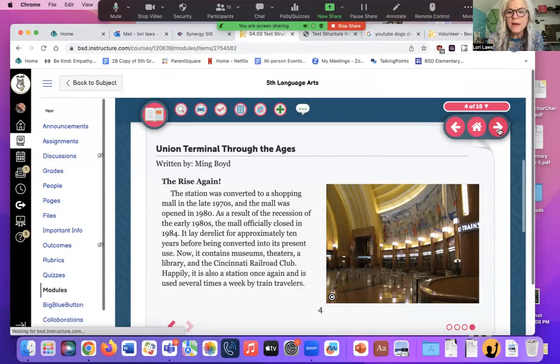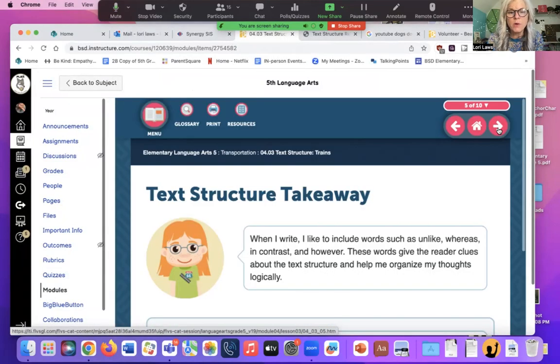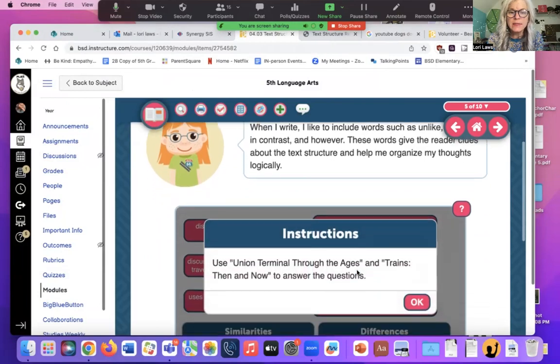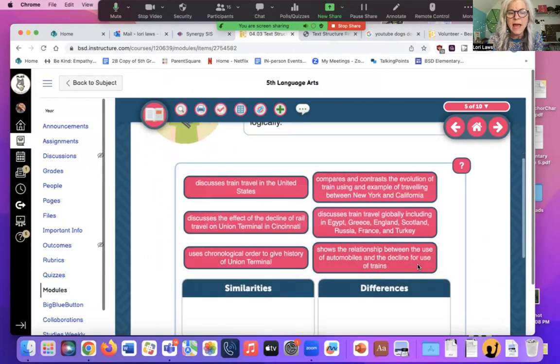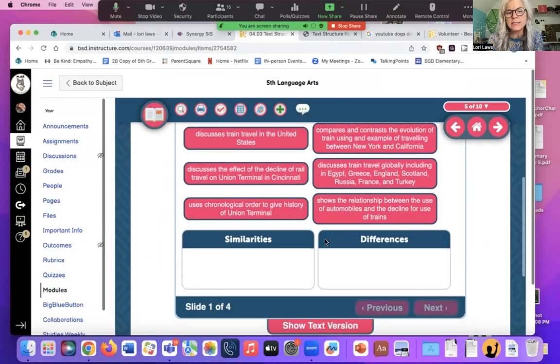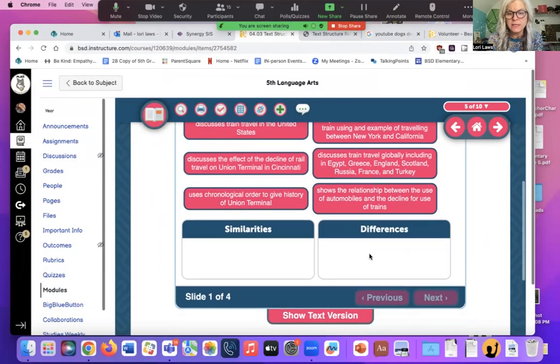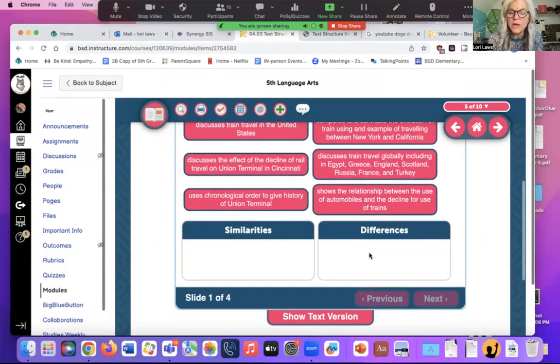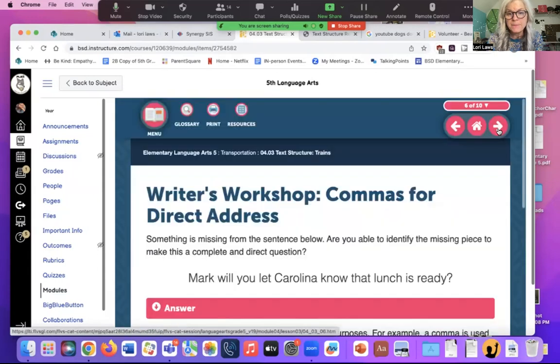Okay. So after you read the article, it's going to ask you some questions about it. You're going to think about the text structure. So that was a comparison of how train travel used to be and how it is now. So they're looking at comparing similarities and differences and talking about how you read and think about comparison text.